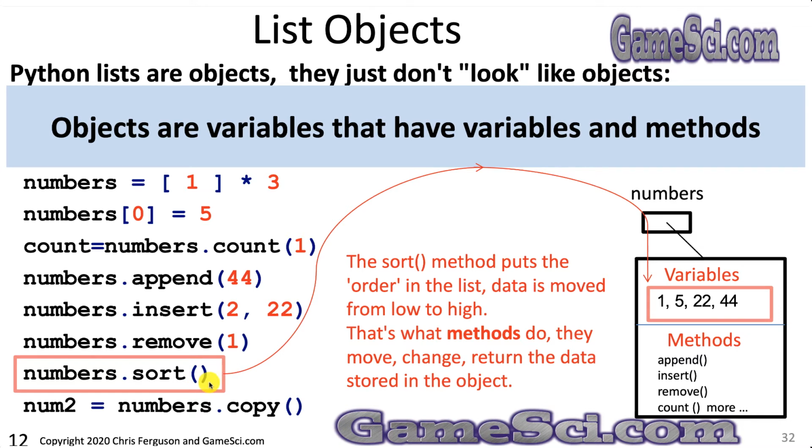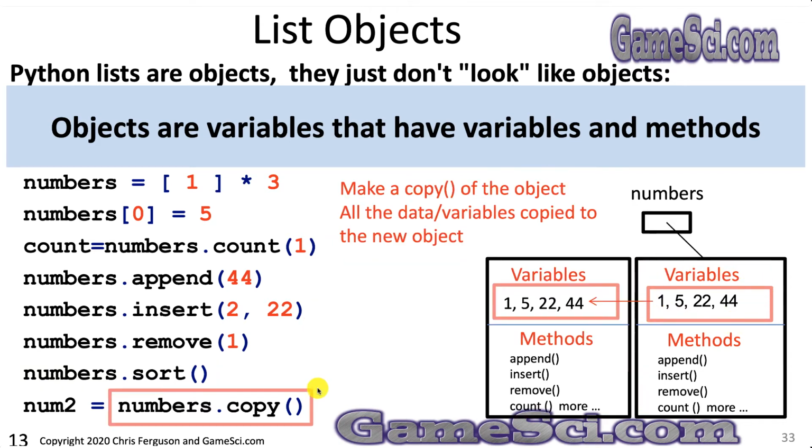numbers.sort. Call a simple sort method. The sort method puts the order in the list. Remember, list is an ordered collection of items. Data is moved from low to high. Again, that's what methods do. They move, change, return the data stored in the object. Went to the numbers reference variable. The dot says go inside the object, execute the sort method, and it put it in numerical order.